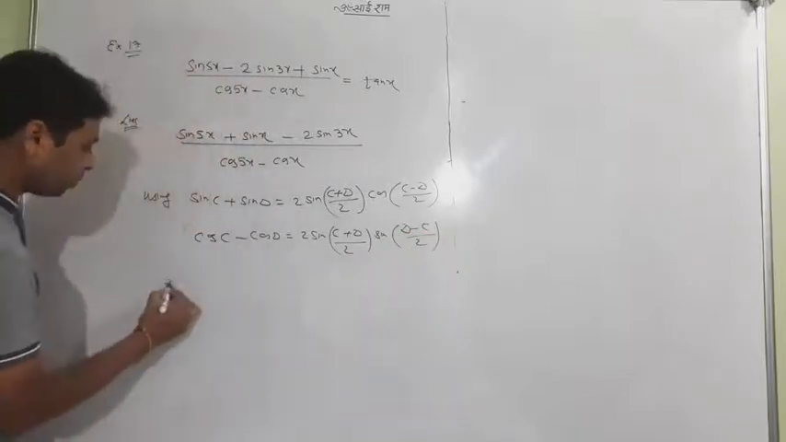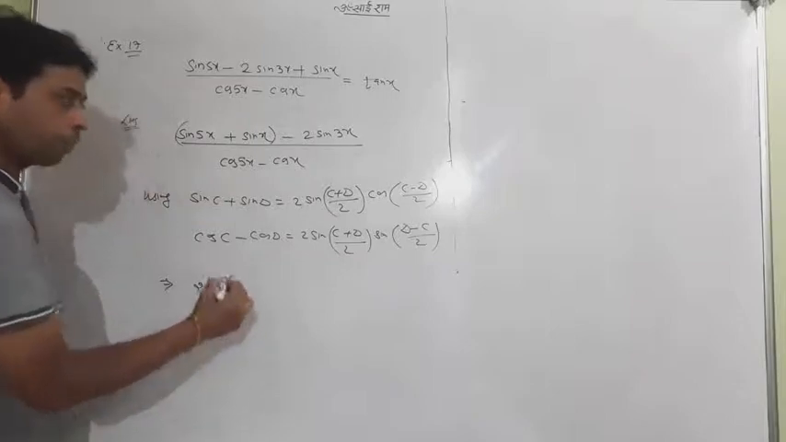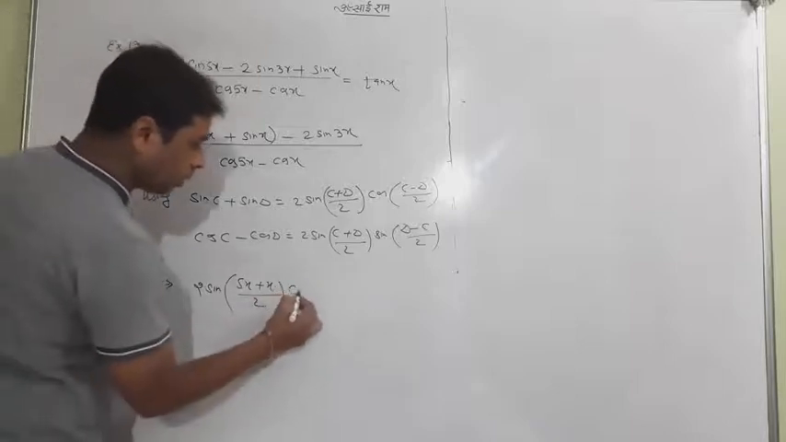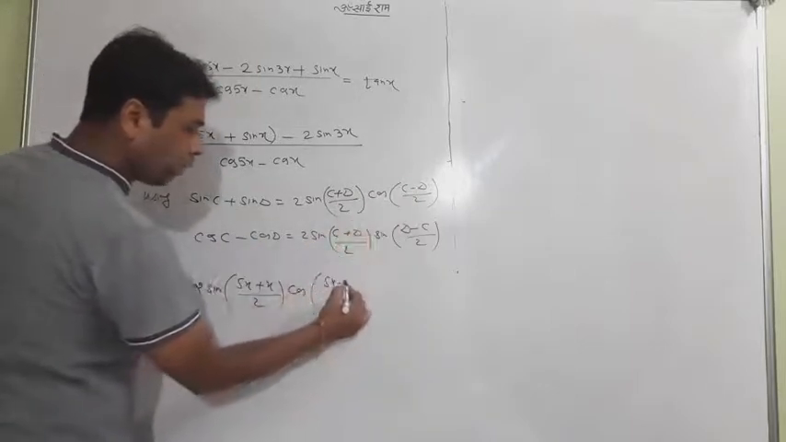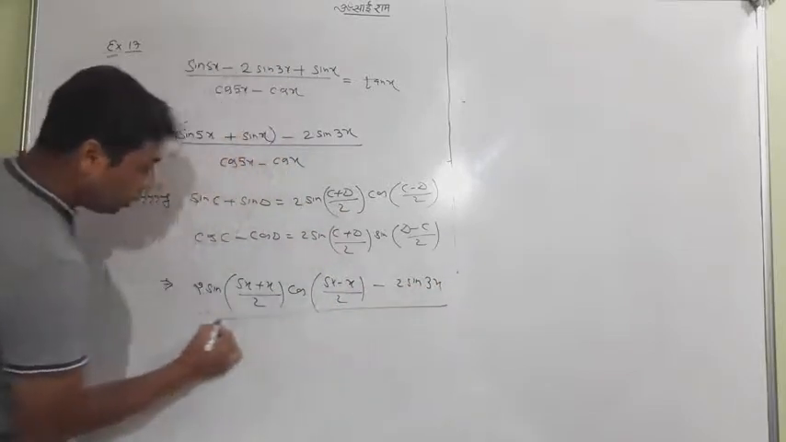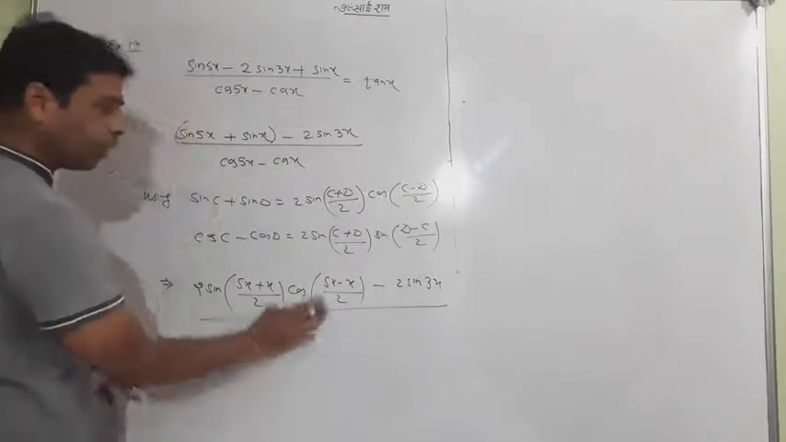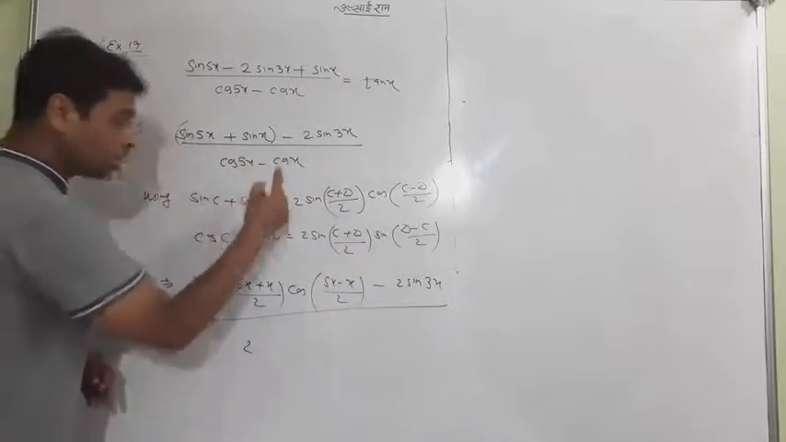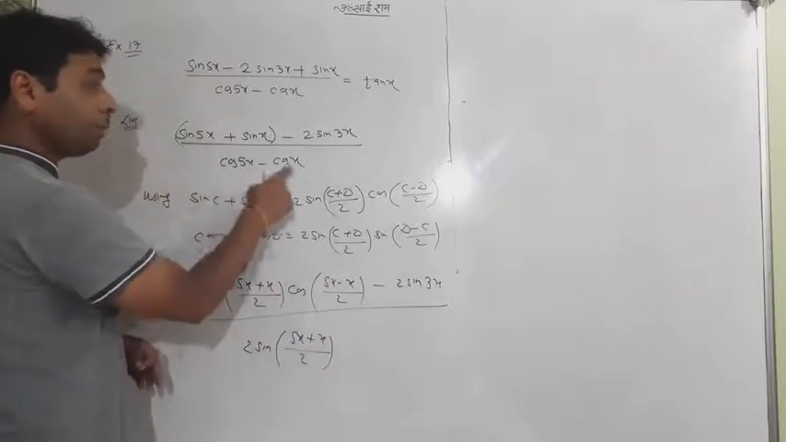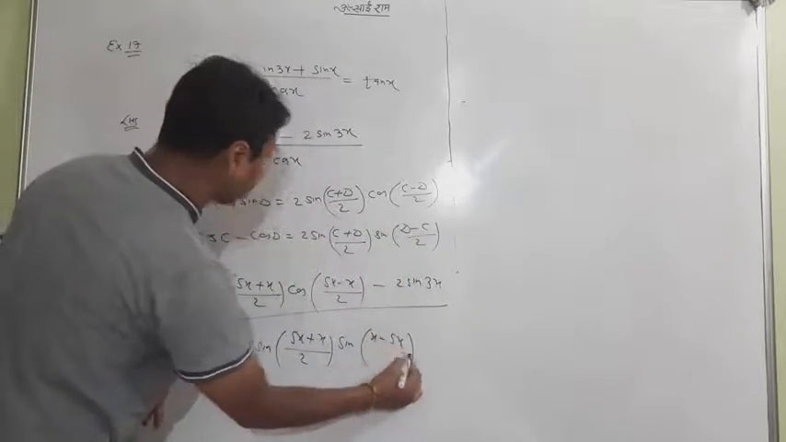Now use it. This is sin c plus sin d. In these two I am using this formula: 2 sin of c plus d by 2, that is 5x plus x by 2, cos of c minus d by 2, that is 5x minus x by 2, minus 2 sin 3x. Look at this whole portion, which is actually the formula, and I used it. And in the denominator I will use this one, with c and d: 2 sin of c plus d by 2, and this is cos c minus cos d, having sin of d minus c by 2, d meaning x, minus 5x upon 2.